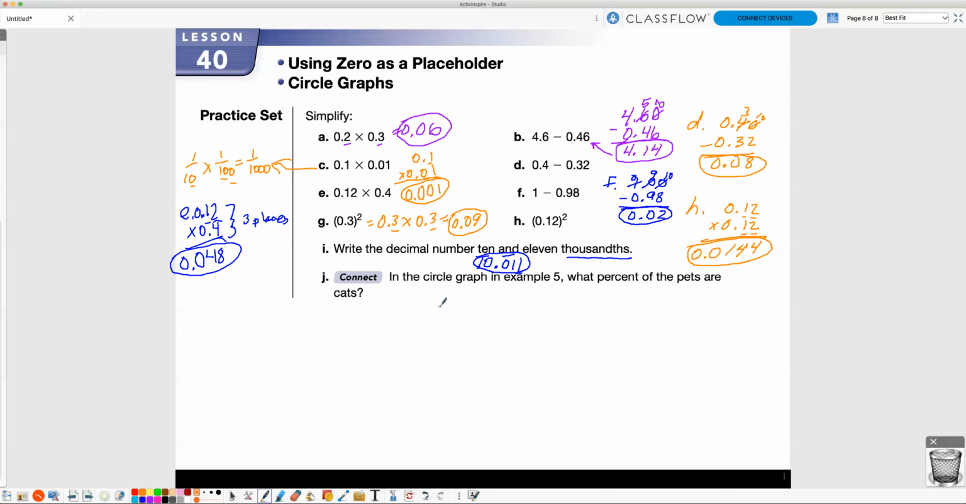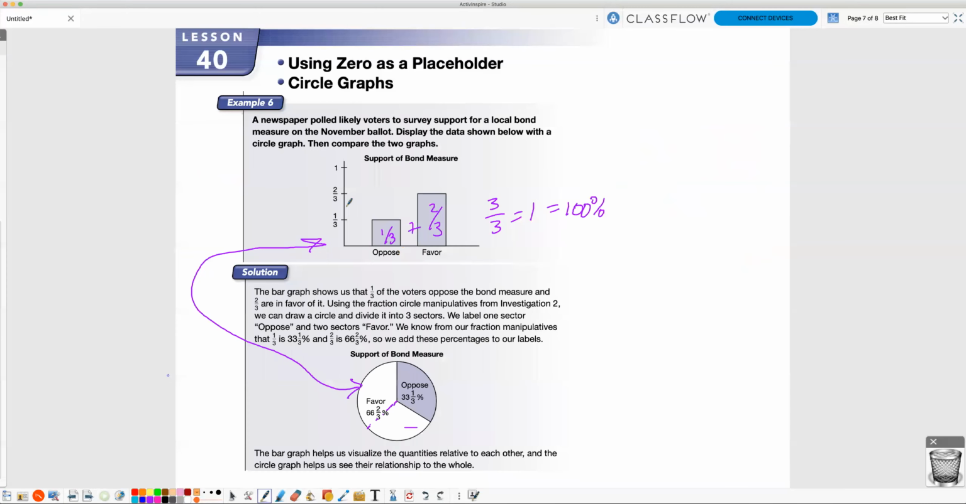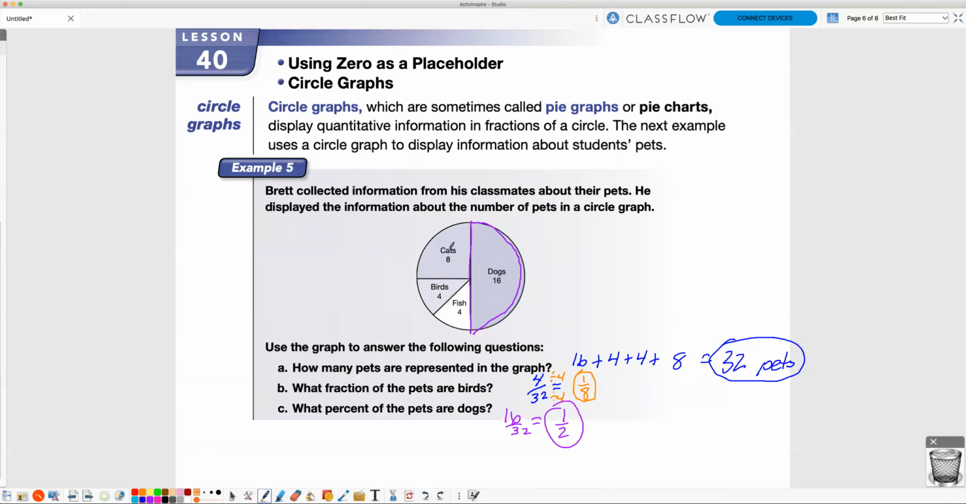And then letter J, in the circle graph in example 5, what percent of the pets are cats? So we're looking at percent of pets that are cats over here. So it was 8 out of 32 pets. So if it's 8 out of 32 pets, and if we want to reduce this, let's just reduce this because I can see that this is divisible by 8. This is also divisible by 8. This would reduce to 1/4 cats.